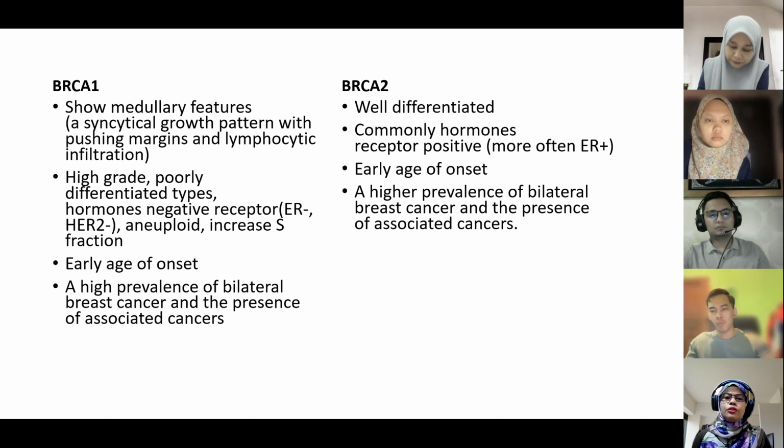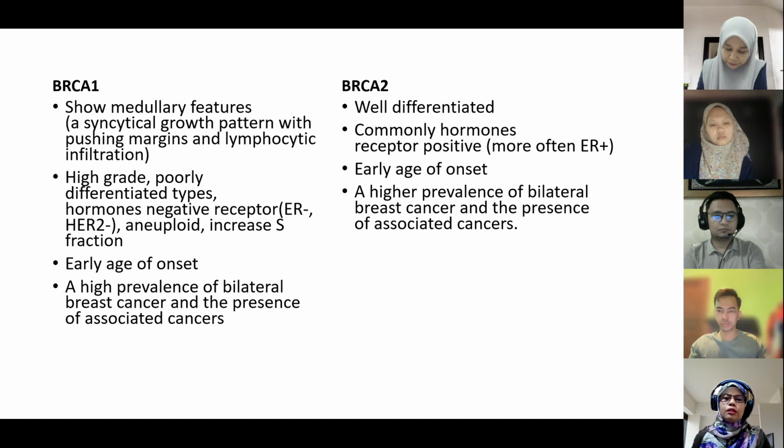BRCA1 also shows medullary features, a syncytial growth pattern with bushy margin and lymphocytic infiltration. It is a high-grade, poorly differentiated type, hormone receptor negative, ER and HER2 negative. We can find it in early age of onset, a high prevalence of bilateral breast cancer, and the presence of associated cancer.